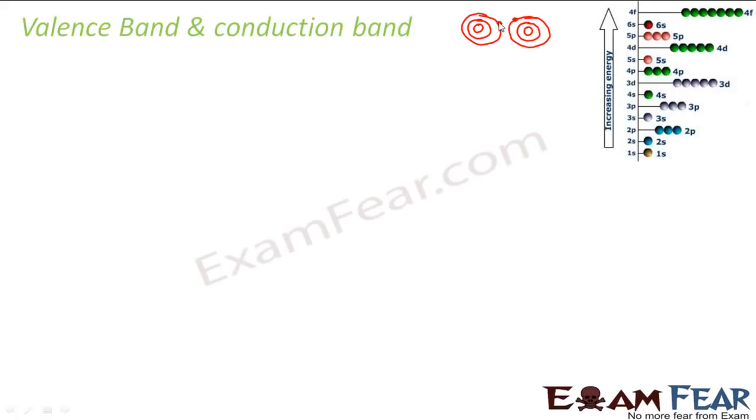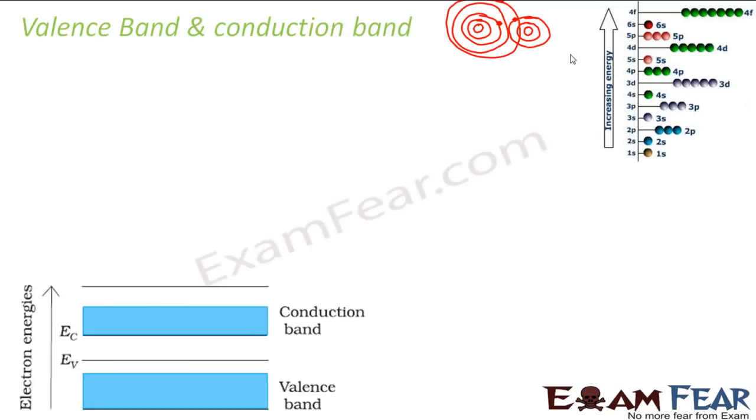Because see, in case of sodium, you have your valence electron in this shell. That means any energy level beyond this is all empty, right? Because there is no electron beyond that. So any energy level which is beyond the valence band is known as the conduction band. So when such overlapping takes place, we talk about a valence band and a conduction band. And we generally denote them like this, and this is known as the energy band diagram.